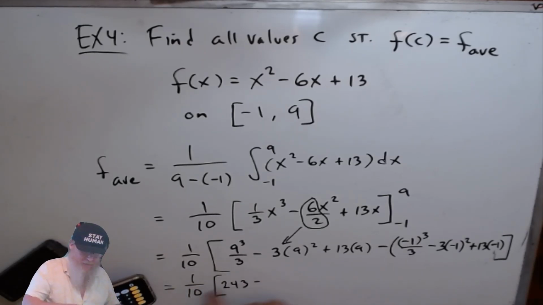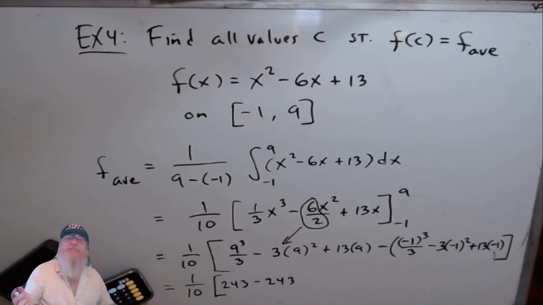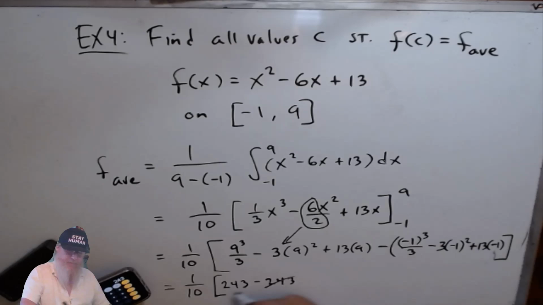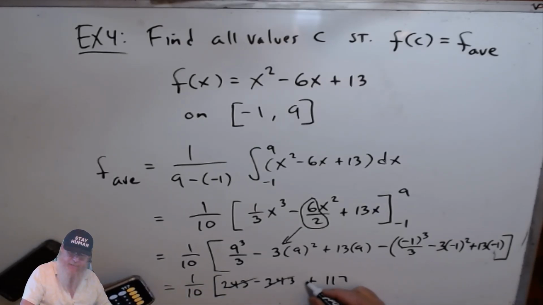I got 9 squared times 3. So 81 times 3. Oh, what do you know? Those cancel. I should have seen that a long time ago. I got 13 times 9. I'm tired. I can't do that in my head. 117.